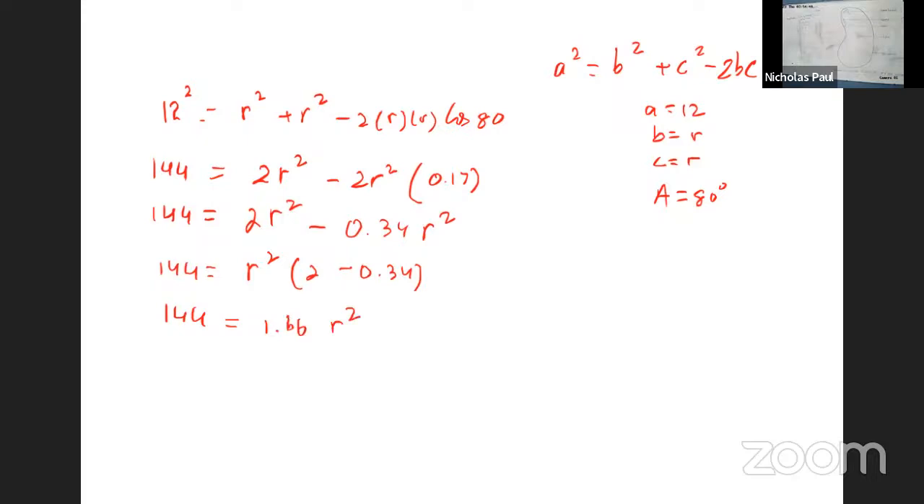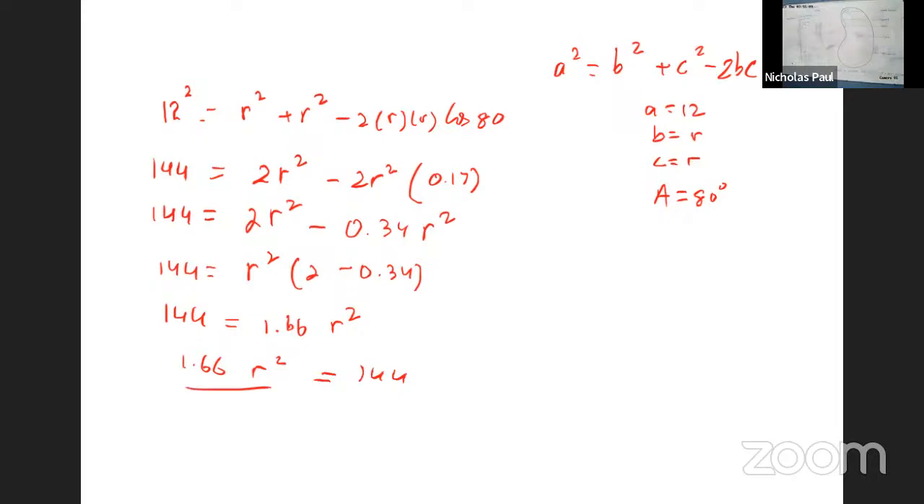That's the answer. That's not the answer because we're still solving for R, right? You're supposed to say that. No, we're not done yet. Trying to make R the subject, right? So we have 1.66 R squared is equal to 144. Could you make R the subject from here?